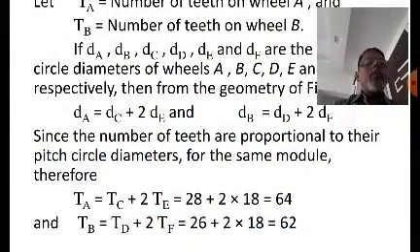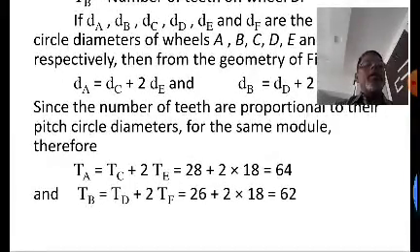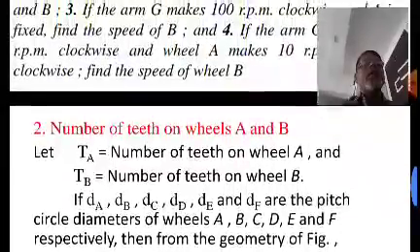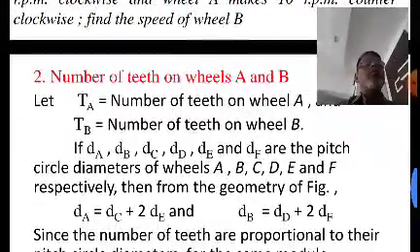Now since the number of teeth are proportional to their pitch circle diameters for the same module, therefore TA equals TC plus 2 times TE, and TC and TE are given to you, so just substitute the values and you will get TA as 64, and TB equals TD plus 2 times TF, which gives 62, right? So this way first you can find out the number of teeth on the wheels A and B.